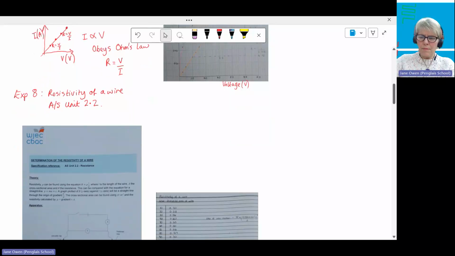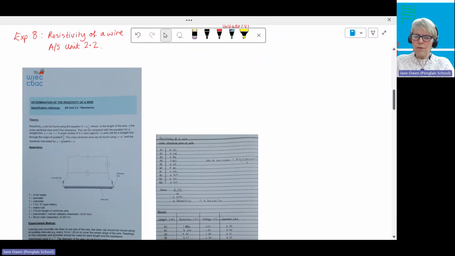Okay, let's move on. Experiment 8. This is about the resistivity of a wire. Resistivity is given by rho, and rho equals RA over L.